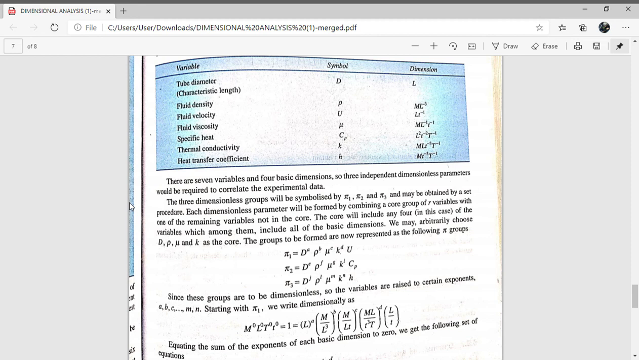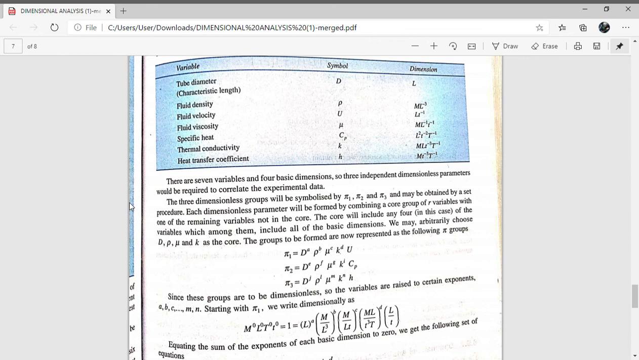Again, here we have to find out repeating variables. So pi 1 consists of m plus 1 variables. M plus 1 means 5 variables: 1, 2, 3, 4, 5. And among the 5 variables, m variables are repeating variables. M means 4, so 4 variables are repeating. In every pi term, these 4 variables will be there: diameter, density, dynamic viscosity, and K.